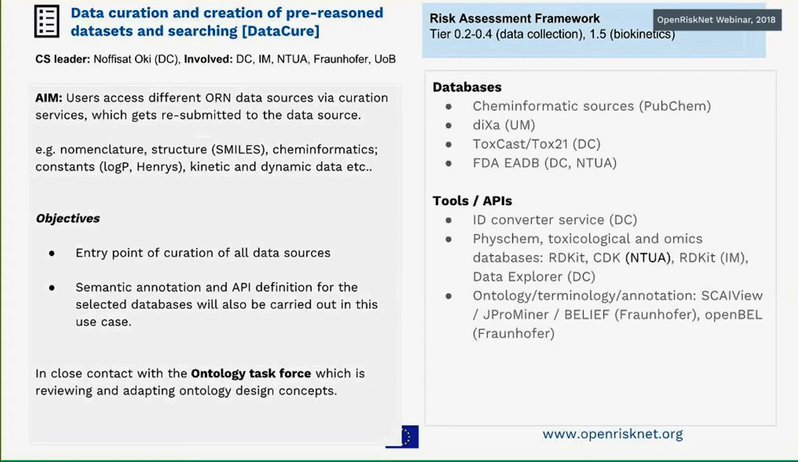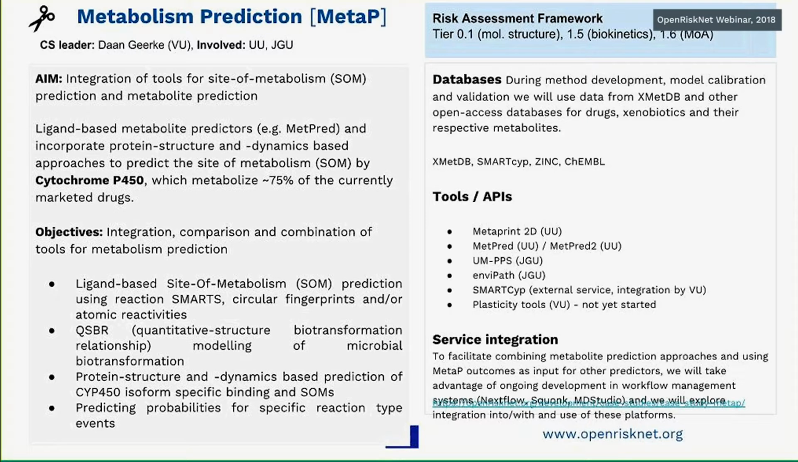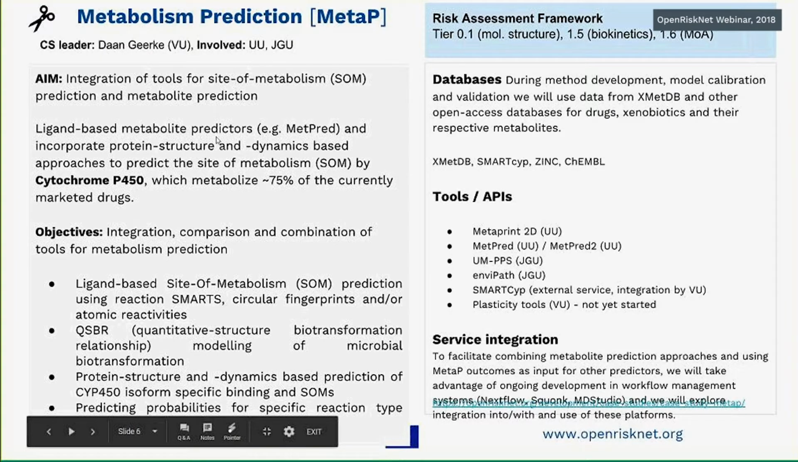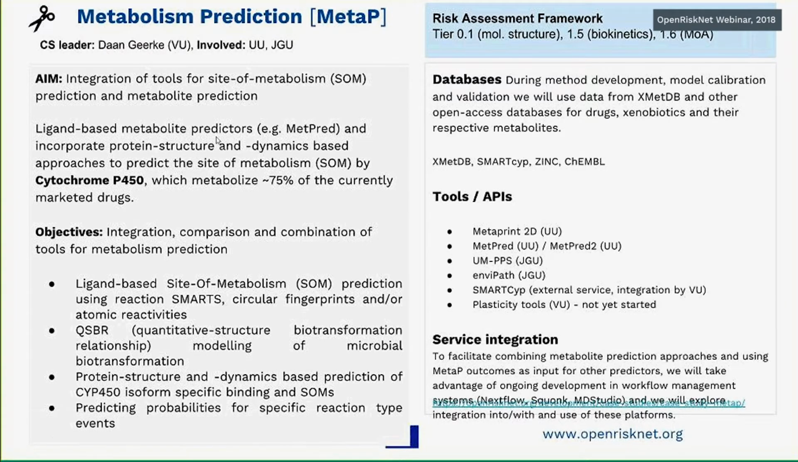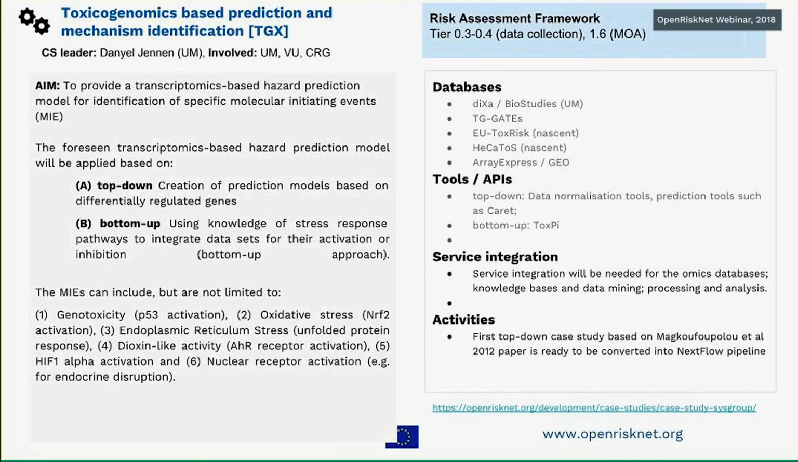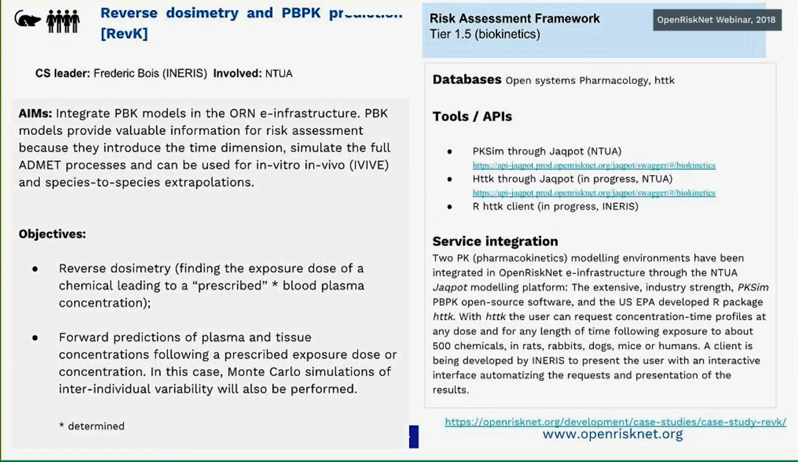I said, okay, the first one is data curation, also going to semantic interoperability, bringing these different data sources together, and in that way making some kind of pre-reasoning. Then we have the metabolism, which I already said is led by the University of Amsterdam, the Free University of Amsterdam. We have the toxicogenomics, which is a little bit overlapping with the systems biology and the AOP development. Therefore, you will find similar data sources here as in the other ones. We have the kinetics modeling case study led by Revk.